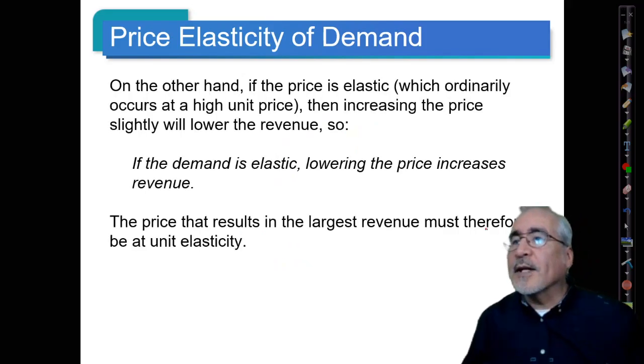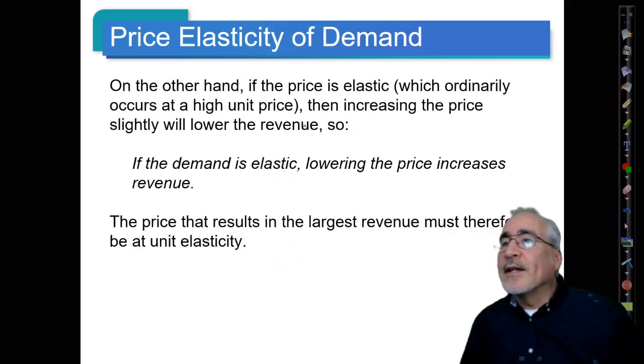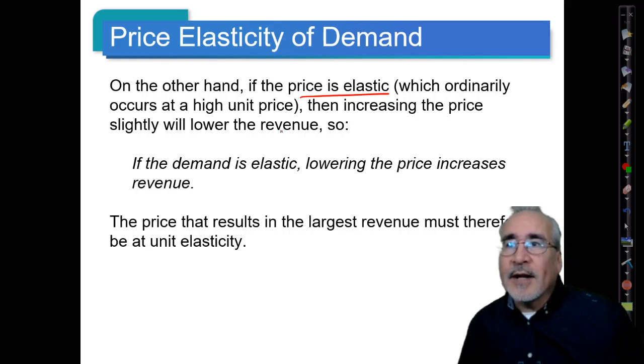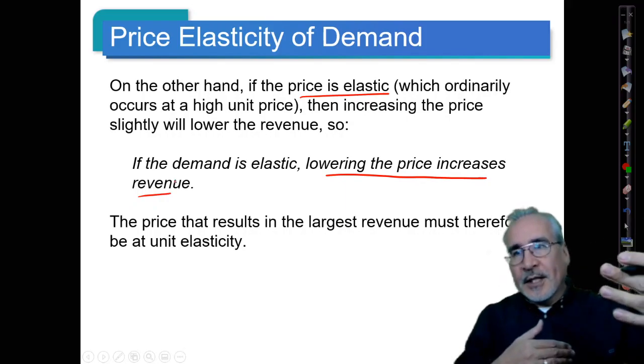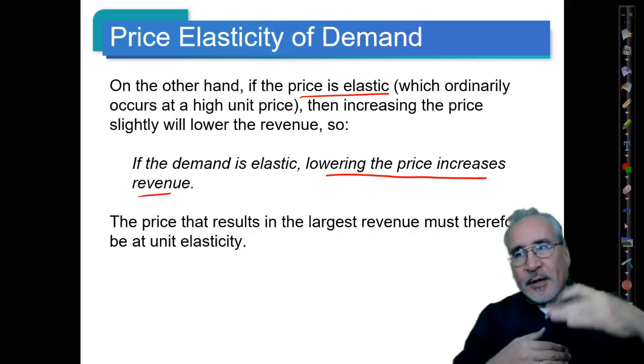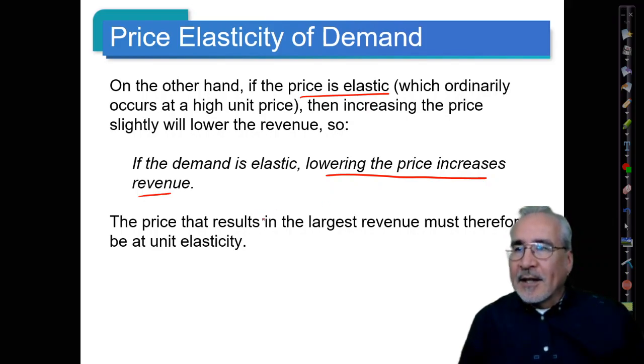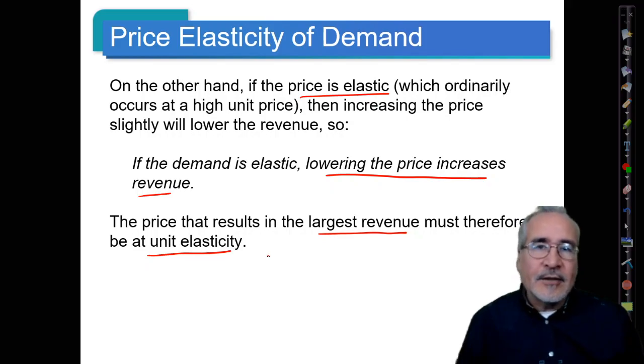Okay. So if the price is elastic, which means you've got too high of a price, increasing the price slightly will lower the revenue. So the demand is elastic. Lowering the price increases the revenue. So this works the opposite. When you're above unit elasticity, you need to lower the price down. And again, the one that you're going to get the largest revenue with is unit elasticity.